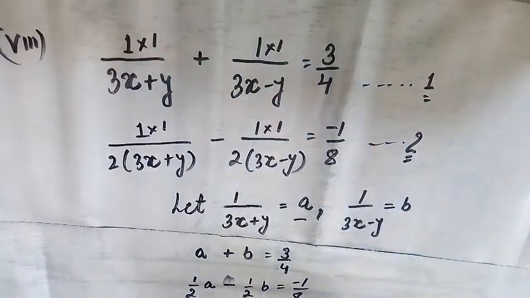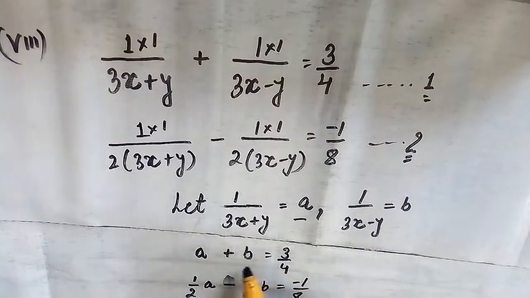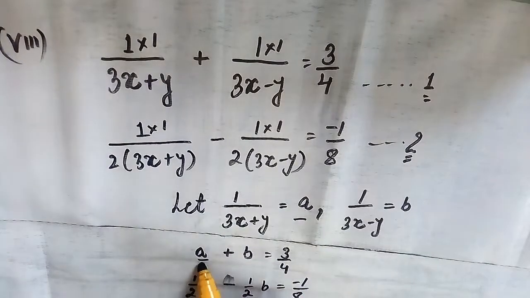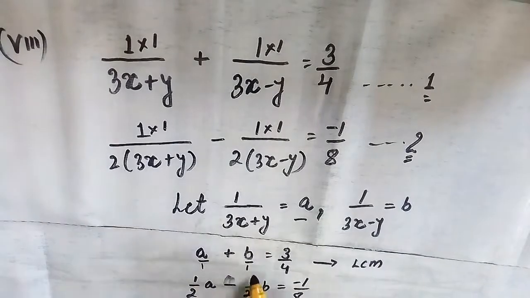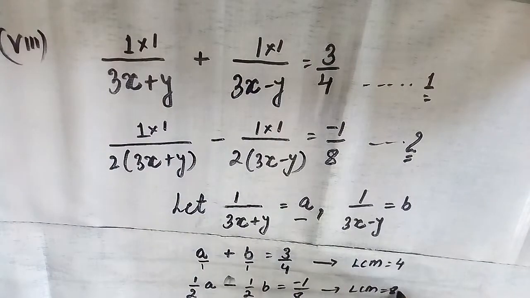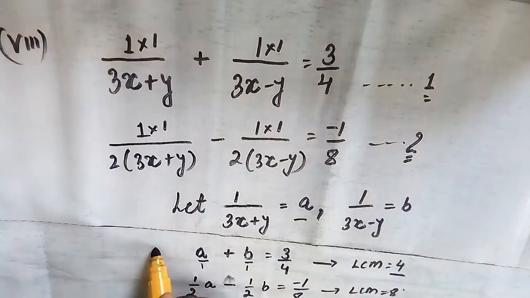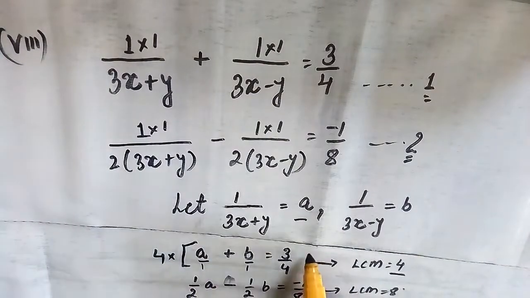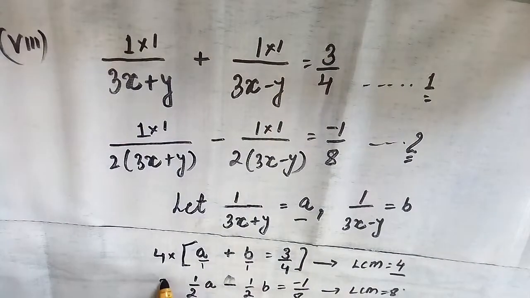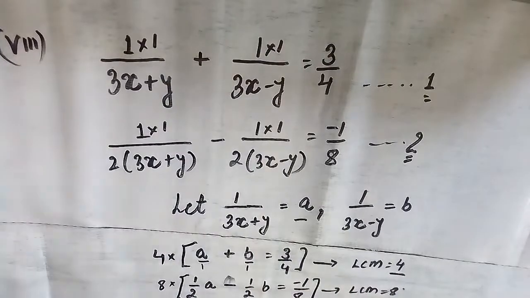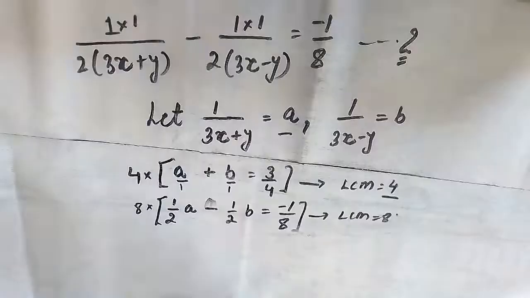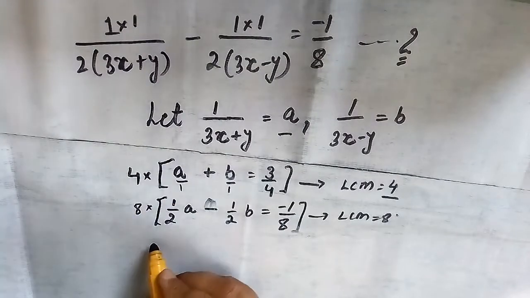So first of all, let us write them in the simplified form. How will we write? In the first equation, the denominators are 1, 1 and 4, and the LCM of 1, 1 and 4 is 4. And in the second equation, the denominators are 2, 2 and 8, so the LCM will be 8. So what we are doing here is multiplying equation 1 by 4 and equation 2 by 8 to get a simplified form, that is ax plus by equals c.